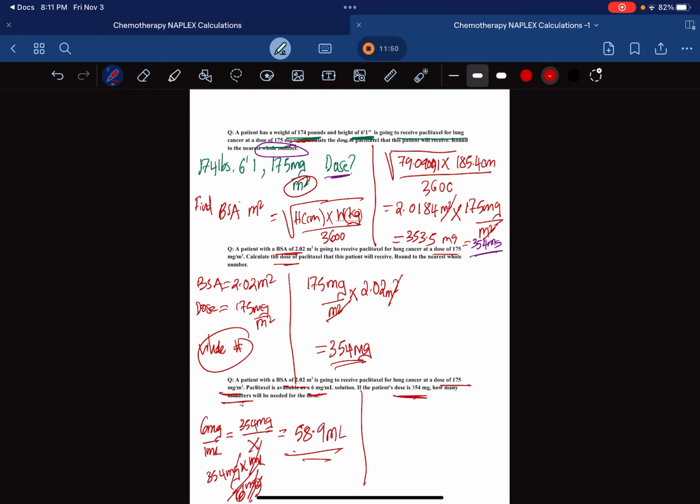Or you can go ahead and use this other way of doing things, 175 milligram per meter squared multiplied by 2.02 meters squared, which will give us the 354 milligrams, and then use this 354 milligrams to do exactly what we did over here, and you'll find the same answer, 58.9 milliliters.